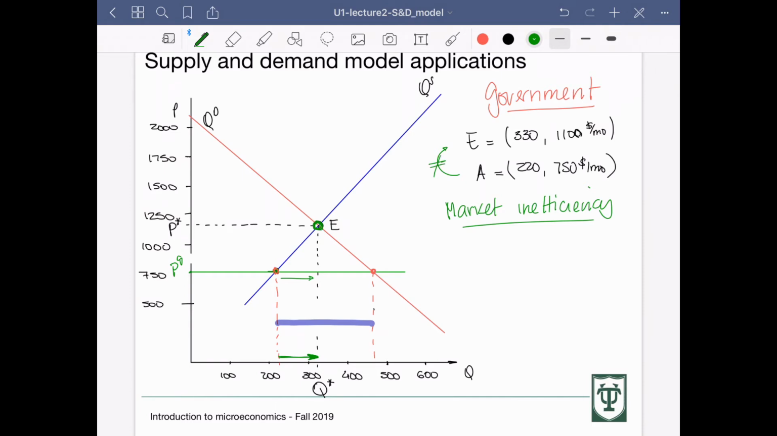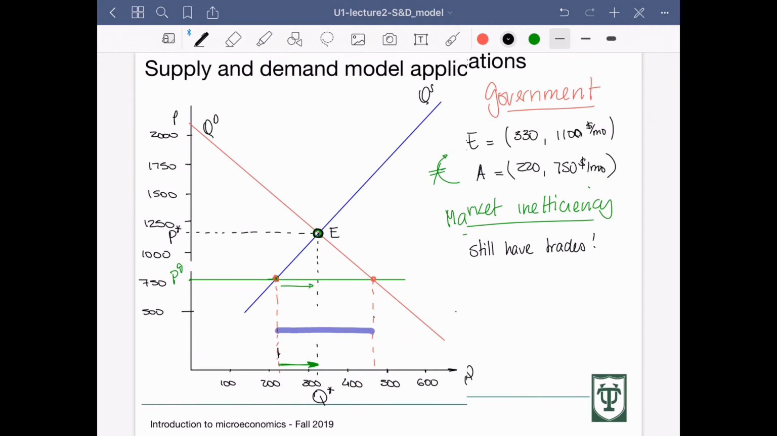At point A, we still have trades that can be done. That means some people are still interested in paying more. We have this amount of people from 220 here to 300. All these people say they are still interested in paying more to get the house. And similarly, the suppliers are saying we are interested in supplying more at the equilibrium price.